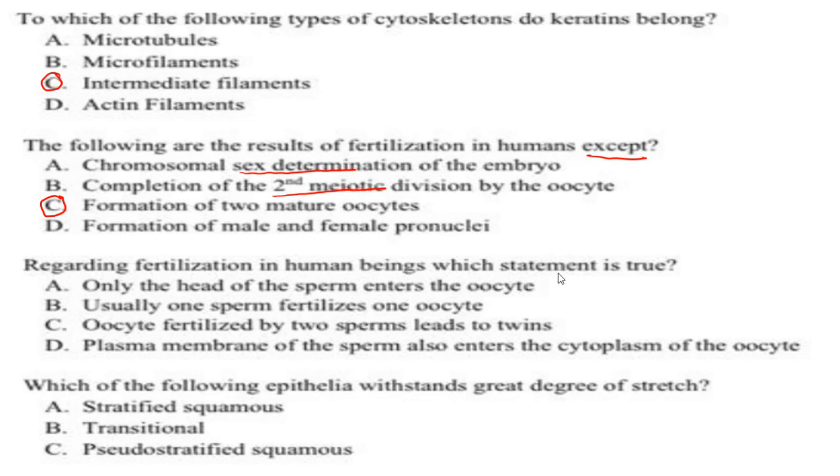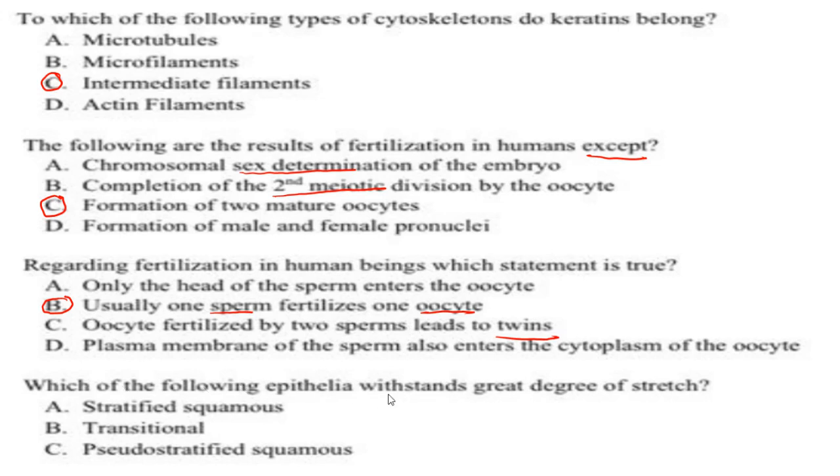Regarding fertilization in human beings, which statement is true? Only the head of the sperm enters the oocyte. That's the first one. And then we have usually one sperm fertilizes one oocyte, which is just correct. You need to understand that when a sperm fertilizes the oocyte, this oocyte will undergo the cortical reaction and the zonal reaction. The cortical reaction and the zonal reaction will make sure that no other sperm can fertilize the oocyte. And then when you talk of twinning, we have 2 major types of twinning. We have dizygous and also the monozygous. If you look at the monozygous, we have different types of them. We have the MM, we have the MD, the Siamese twins, and many other types, which I have already explained in one of the videos.